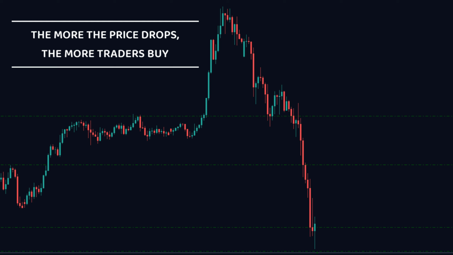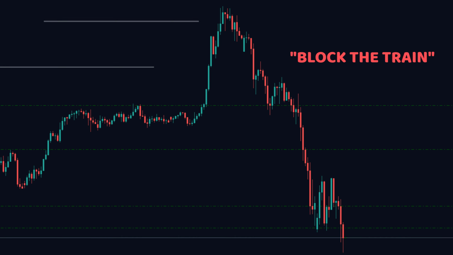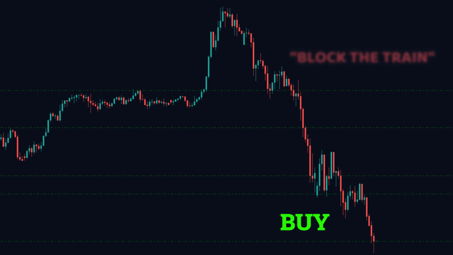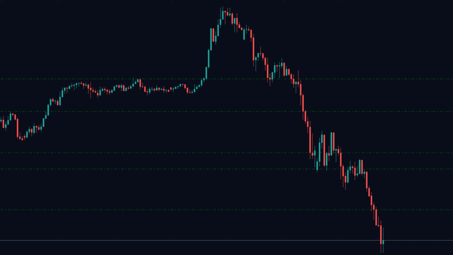In trading, we call it blocking the trend in a funny way. And you know the ending if you try to block the moving trend.